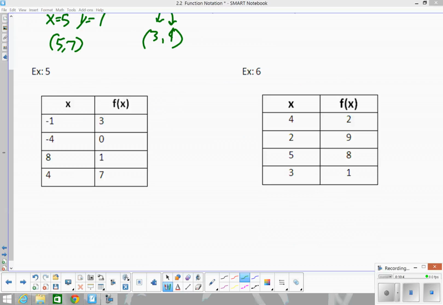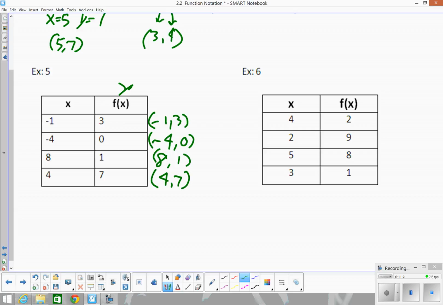Now finally, for your last type of examples, seeing function notation. If I give you a table, you would go ahead and plot these points, right? Now I have x comma f of x, and f of x is just like saying y. It's the same thing as saying y. So when I want to plot, what am I going to plot? I'm going to plot negative 1 comma 3. I'm going to plot negative 4 comma 0. I'm going to plot positive 8, 1. I'm going to plot 4, 7. So that's if I wanted the ordered pairs, right? That's if I want to graph.